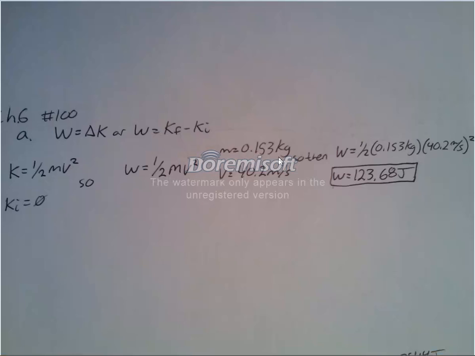Initial. So we're left with work equals 1/2 mv squared. We're given the mass, 0.153 kilograms, and the velocity, 40.2 meters per second. So then we plug it into our work equation that we came up with, and we're left with 123.68 joules.